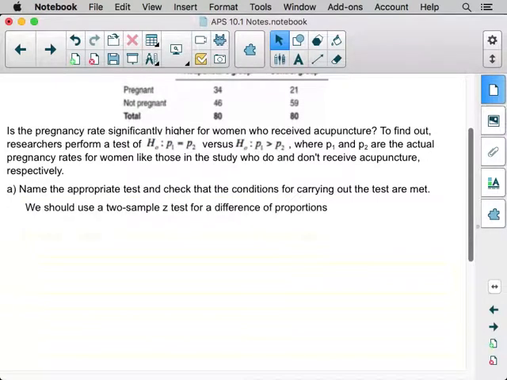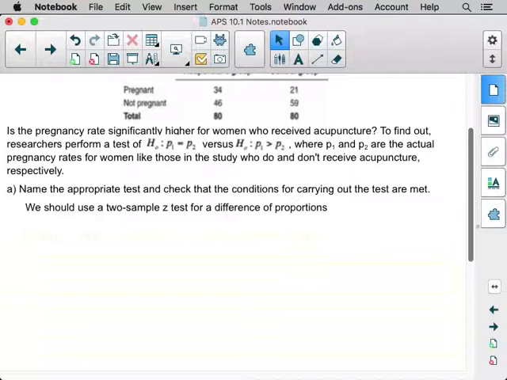Yeah. A 2-sample z-test for difference of proportions. And then they want us to check the conditions. So they already set up the hypotheses. They want us to check our conditions, okay? What's the first condition to check?